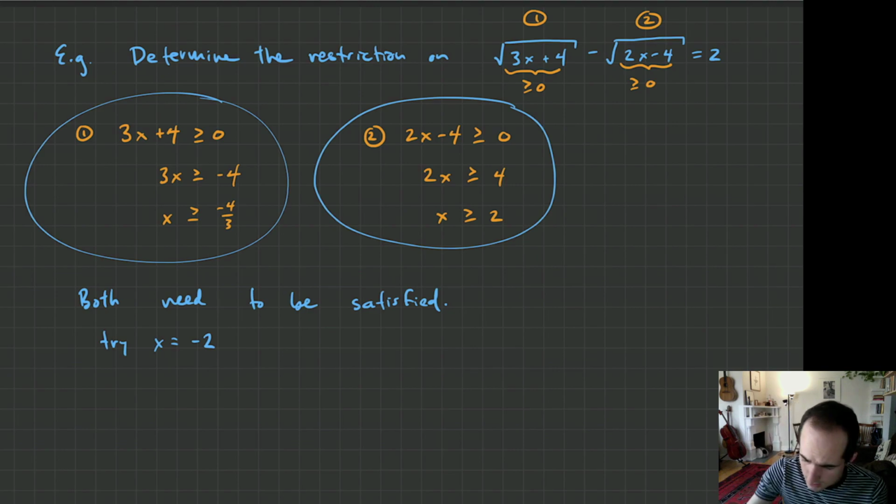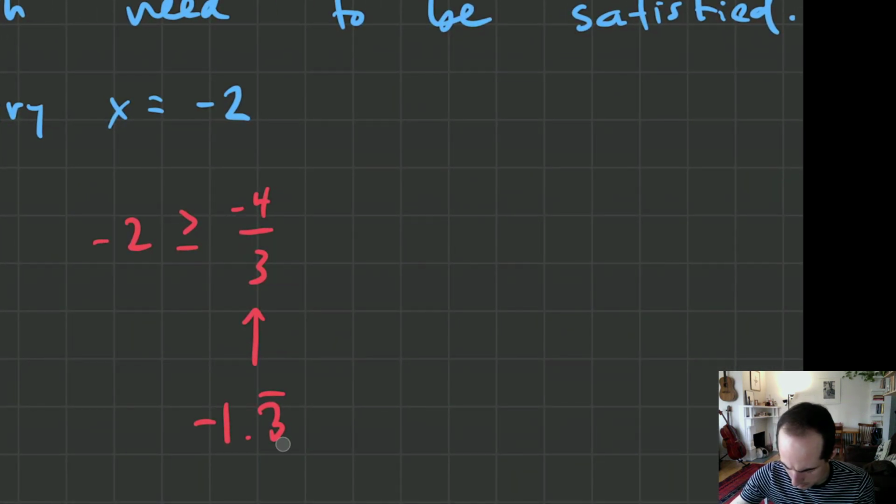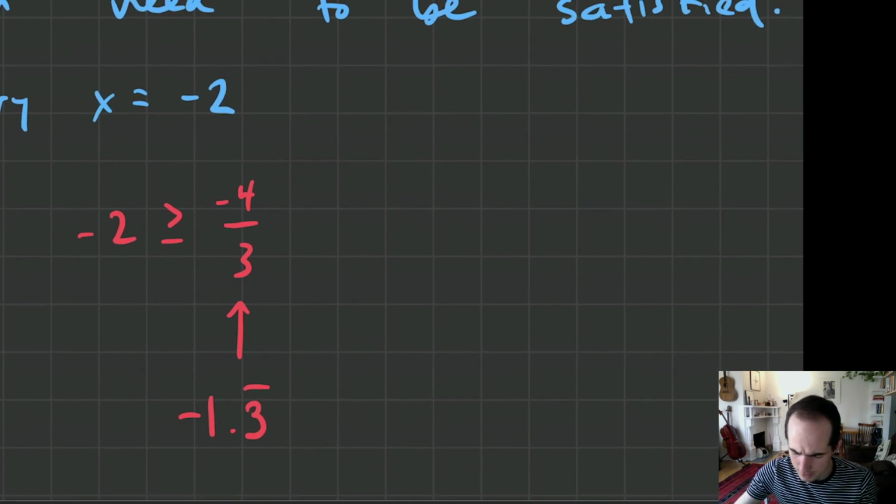Okay, so let's see here. In this case, is negative 2 greater than or equal to negative 4/3? Does not look like it, right? Because negative 4/3, let's say that is negative 1.3 repeating when we convert that to a decimal. So negative 2 is definitely not greater than negative 1.3 repeating. So it definitely does not satisfy that.